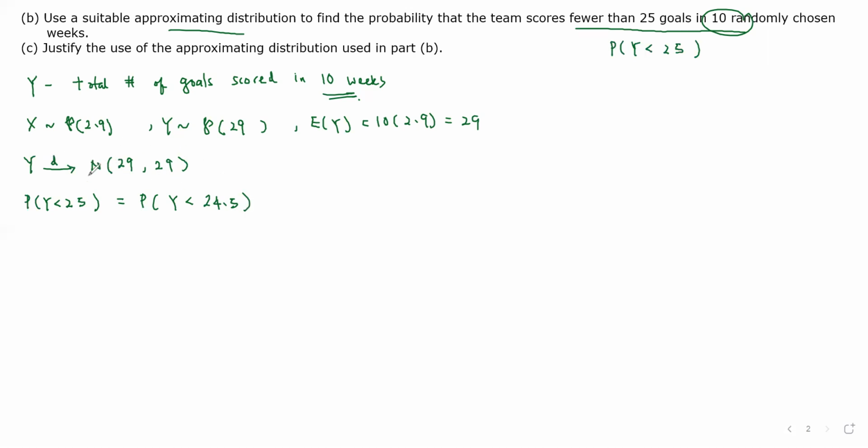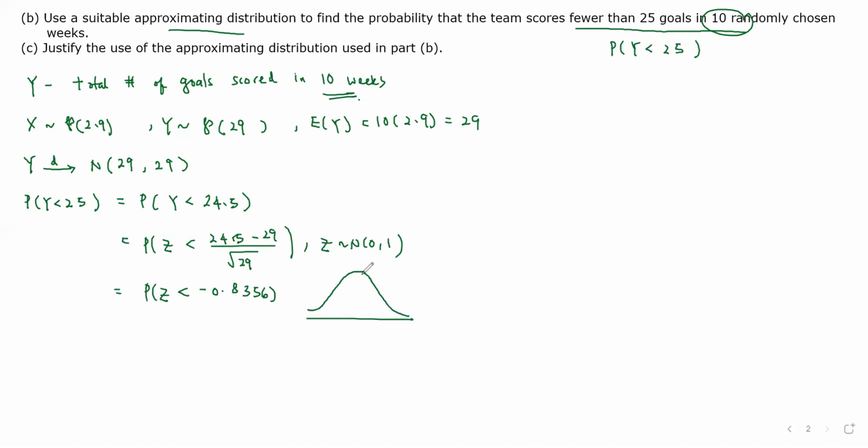Since Y can be approximated by a normal distribution, we can standardize this. We have 24.5 minus the mean, which is 29, over the standard deviation, which is the square root of 29, and Z follows a standard normal. We have the probability that Z is less than negative 0.8356. This is the area that we need to find.